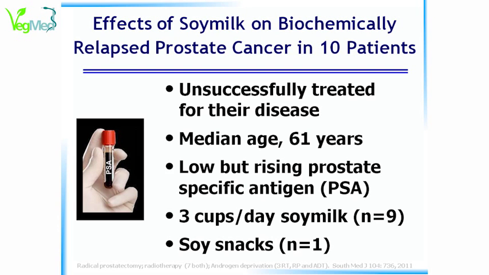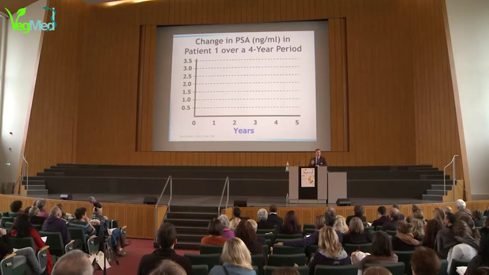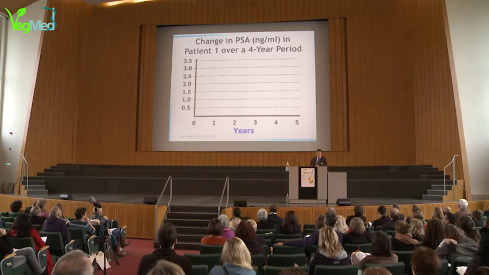All of the men were unsuccessfully treated for their disease, surgery and radiation, and in some cases, chemical castration. We knew the treatment was ineffective because PSA levels were rising. 9 men consumed 3 cups of soy milk per day. 1 man consumed soy in the form of a variety of soy snacks. So all of the men had prostate cancer. I'm going to show you the results of just 2 men.